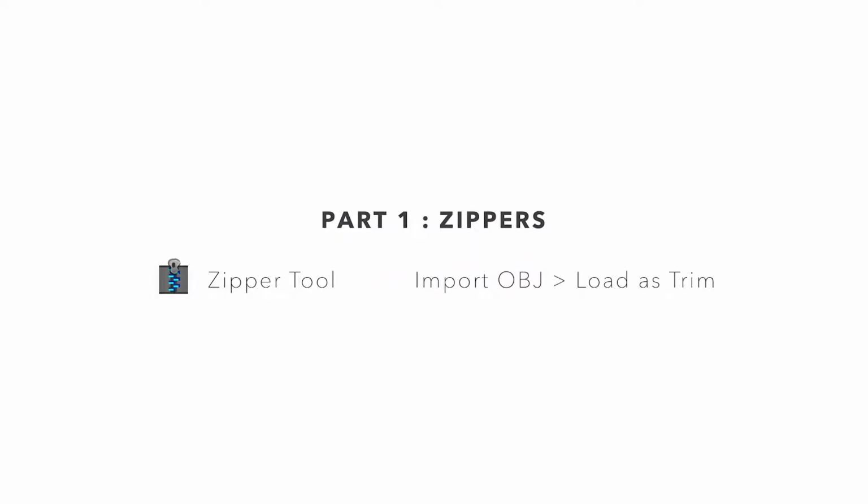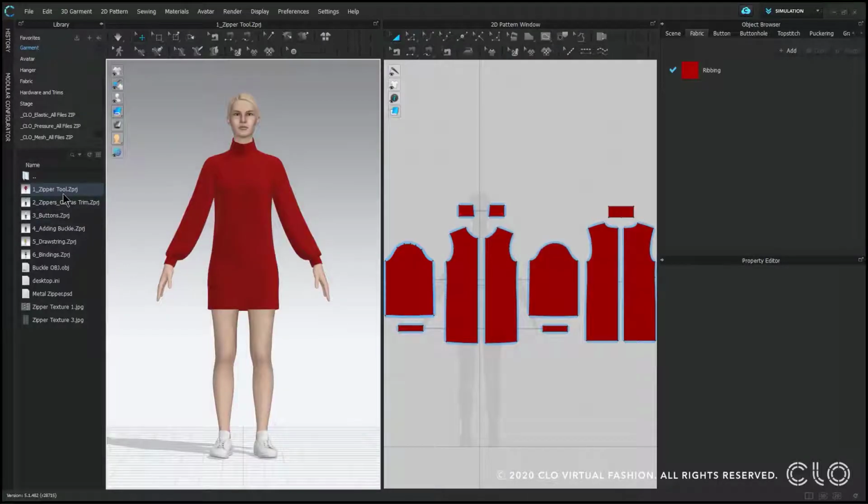So in this video, we're going to be learning about hardware and trims and how to apply them in CLO. We're going to start with zippers. So let's open the first project file, which is one, zippers.